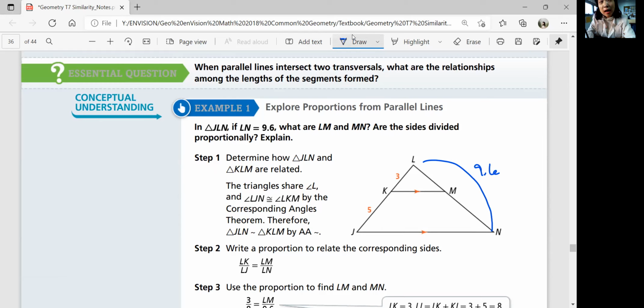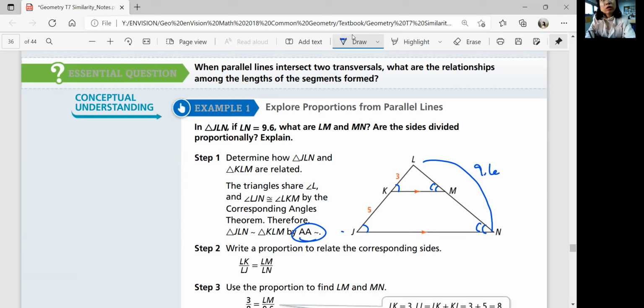Since these are parallel lines, we know the corresponding angles are congruent, right? Because if we treat LJ and LN as transversals, then they're going to be corresponding angles. And then we know the triangles are similar by the AA theorem. So they're going to be proportional. All the corresponding sides will be proportional.